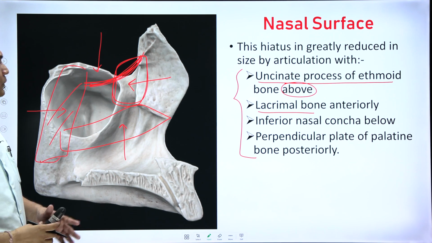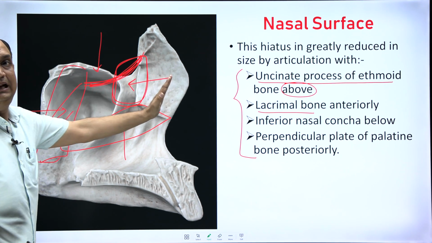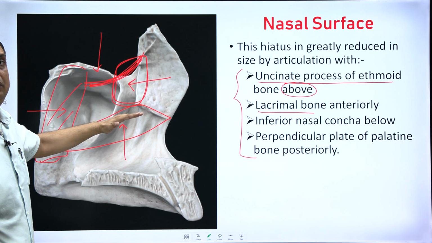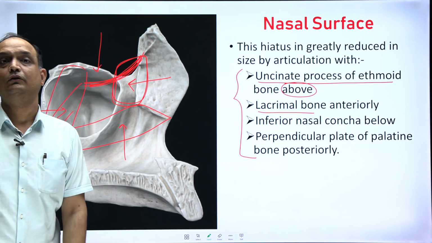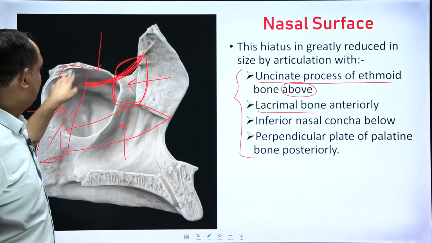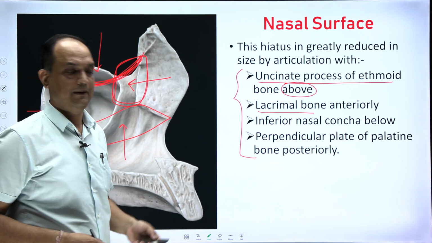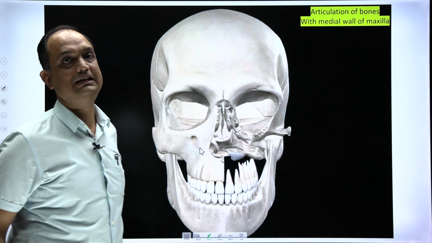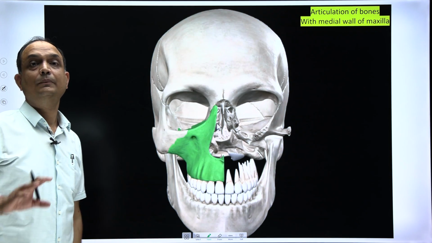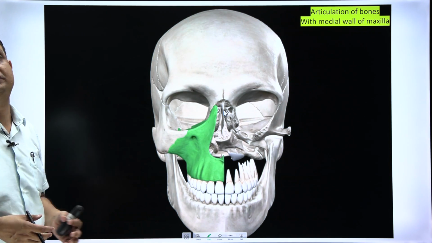So what are the names of these bones? This is the ethmoid bone, lacrimal bone, inferior nasal concha, and perpendicular plate of palatine bone. All these 4 bones convert this much large opening into a small area. So here you can see the articulation. I tried to make it clear how the articulation will take place.